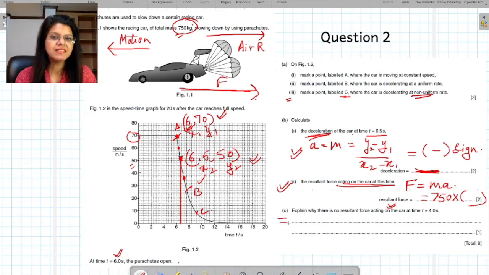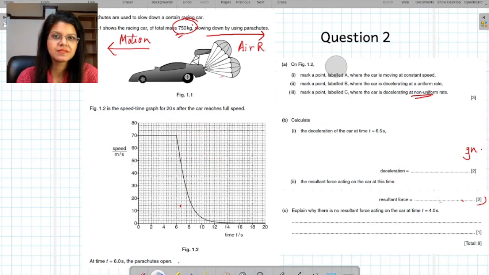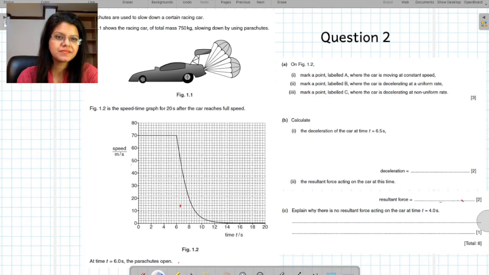Now the third part, state why there is no resultant force acting on the car at time t is equal to 0. Now this relates to your terminal velocity. This last question relates to your terminal velocity. Let us answer this. They are saying why no resultant force is acting at time t is equal to 4. Where is t is equal to 4? This.